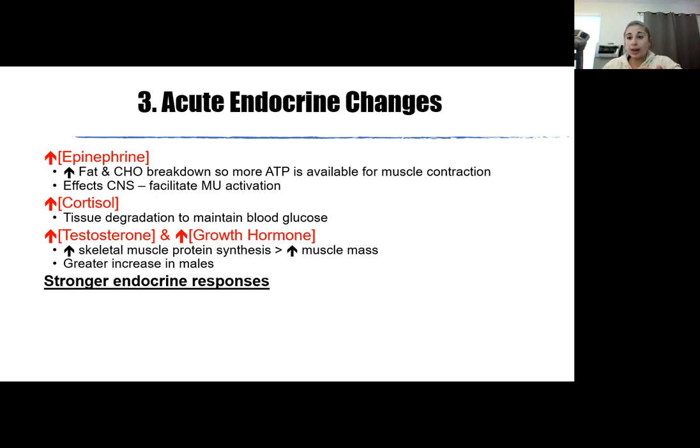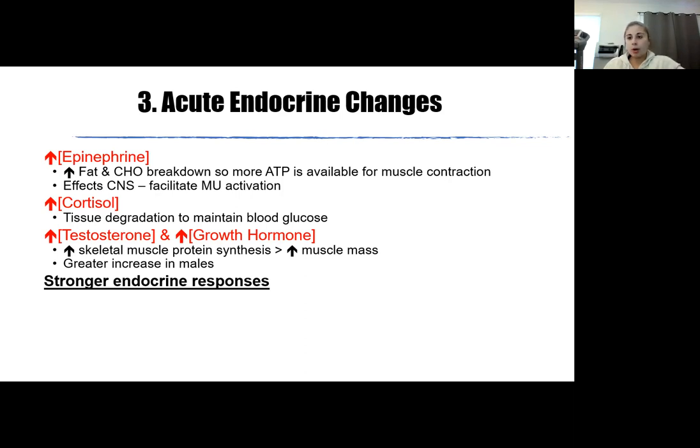And that's where people will take extra supplements to help with muscle growth. I'm sure you've heard of people taking growth hormone or testosterone. Yes, it will help, but there are a lot of negative side effects of taking these performance enhancing drugs. They work, obviously, but it's not the safest thing to do. Yes, we have a greater increase in testosterone and growth hormone in males than females.